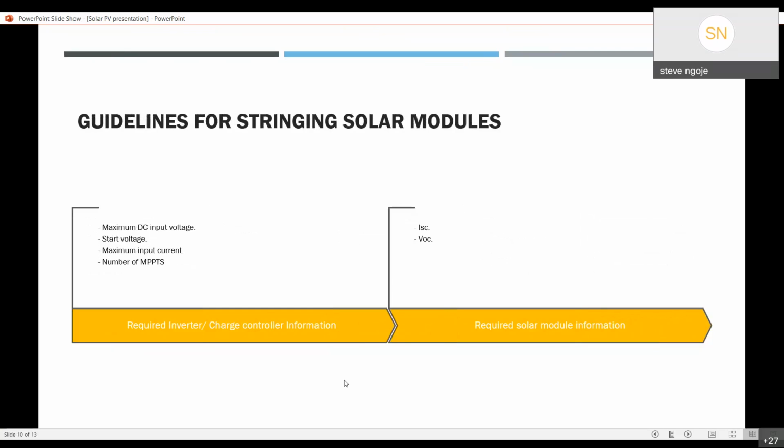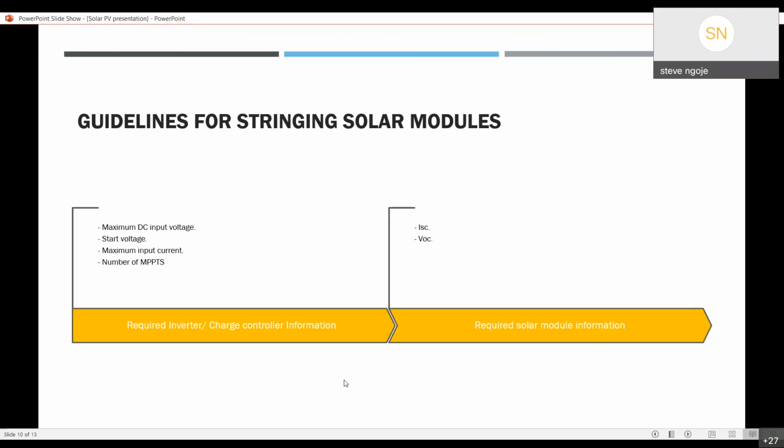So, guidelines for stringing solar modules. The first part is the requirement for an inverter or a charge controller. From the data sheet, things to watch out for are the maximum DC input voltage of that inverter or charge controller, the start voltage, or rather the minimum voltage that you can connect to it, the maximum input current, and the number of MPPTs, because MPPTs equate to the number of strings you can connect to that particular inverter or charge controller. So, maximum DC input voltage.